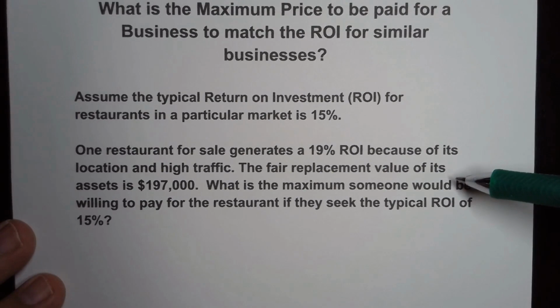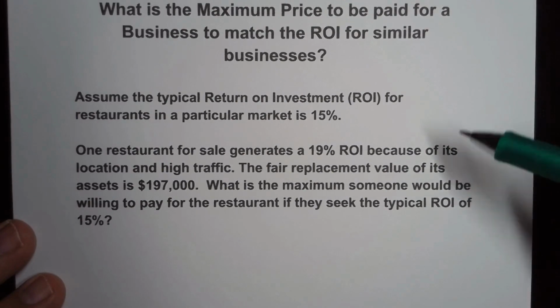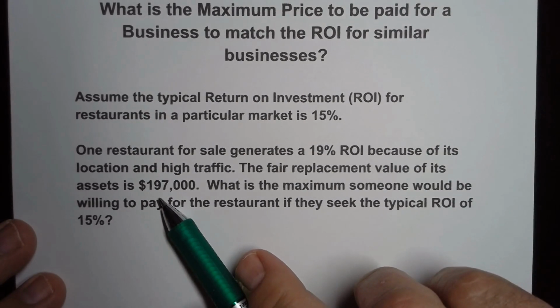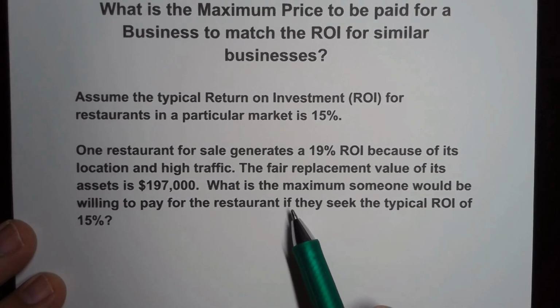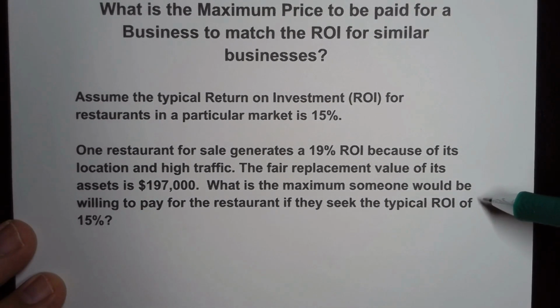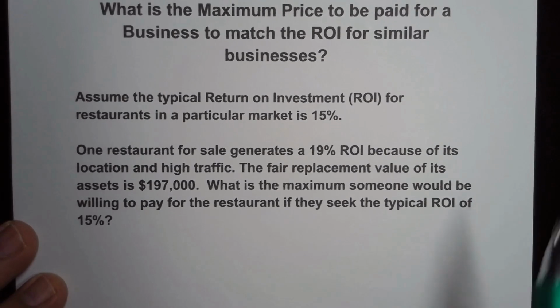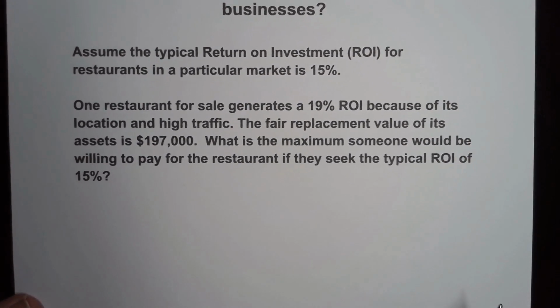The fair replacement value of its assets is $197,000. What is the maximum someone would be willing to pay for the restaurant if they seek the typical return on investment of 15%? Let's break this down. First, let's understand what is the formula for ROI.